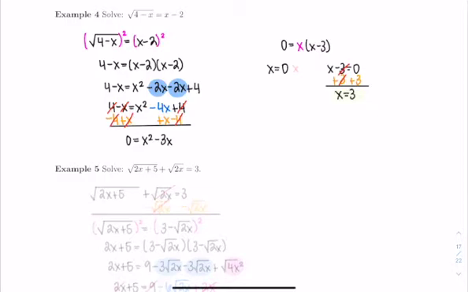Again, you always want to make sure that you check your solutions. When I plug in x equals 0, I end up getting a false statement. So we're not going to use 0 as a solution, but 3 did give me a true statement. And so the only solution that I have is x equals 3.